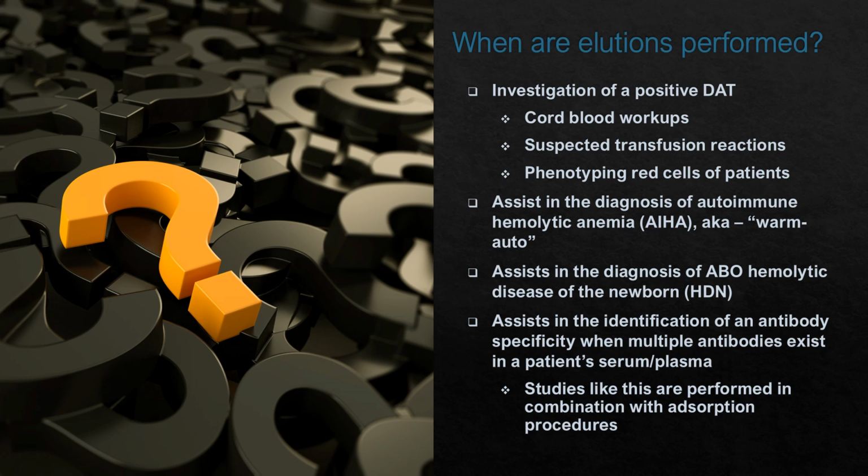Elutions are performed pretty regularly in the blood bank setting. They can be used to investigate positive DATs in cord blood workups and will assist in the diagnosis of ABO hemolytic disease of the newborn, or IgG HDFN. We also use them in suspected transfusion reaction workups. And if a patient has a positive DAT, we can elute the antibodies off the cells so that we can actually phenotype their cells.